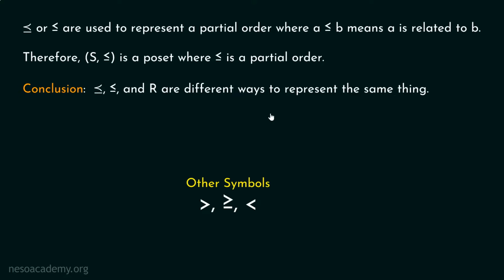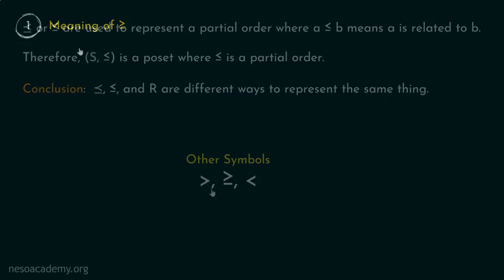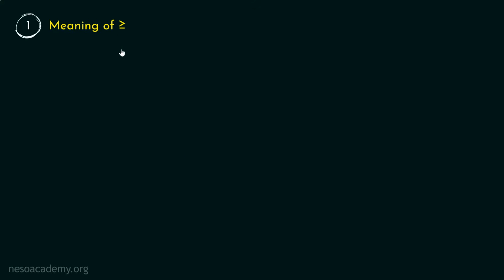Okay. Now here are some other symbols that we have to consider. Greater than or equal to, less than. These are the three different symbols which we haven't seen before, but we will learn in this presentation what these symbols mean. Meaning of greater than or equal to.